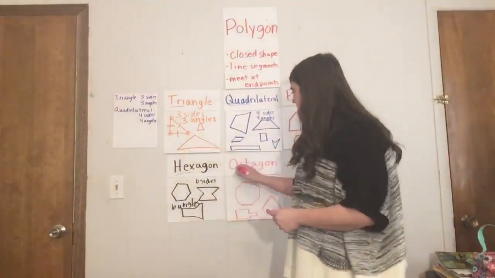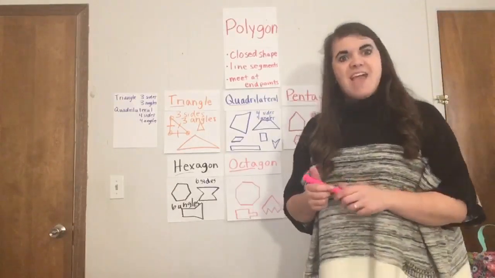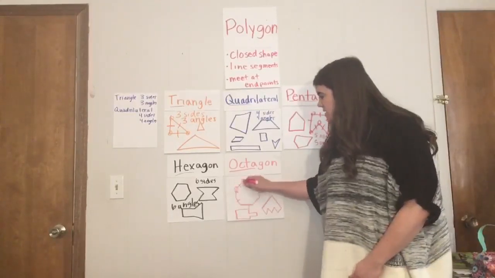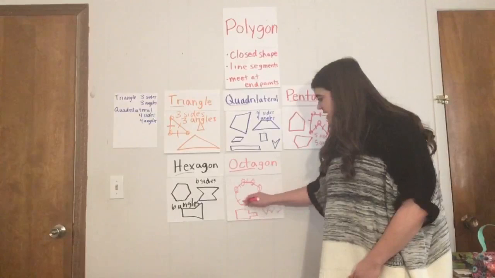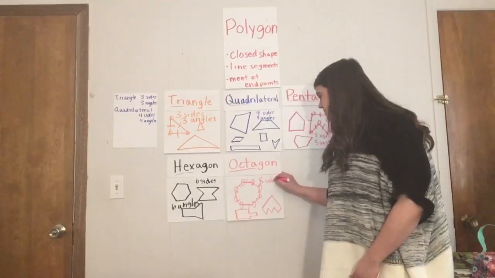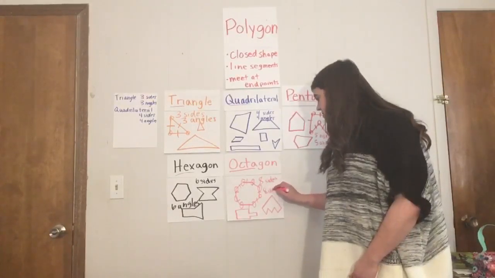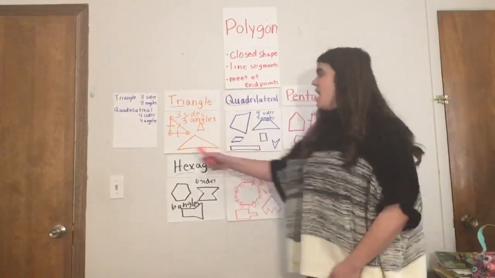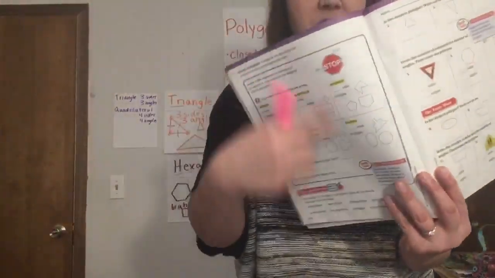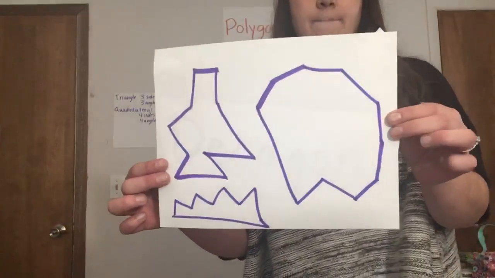Okay, octa, like octopus, means 8. So there's going to be 1, 2, 3, 4, 5, 6, 7, 8 sides and 8 angles. Go ahead and write that on your extra paper to help you remember. Or if you are following in your book, this can be helpful too. And then we have one more, boys and girls. Then we're going to do a little practice and be ready to rock and roll.